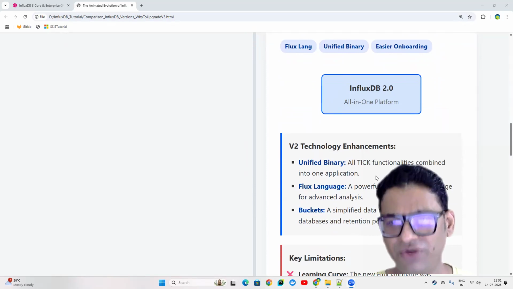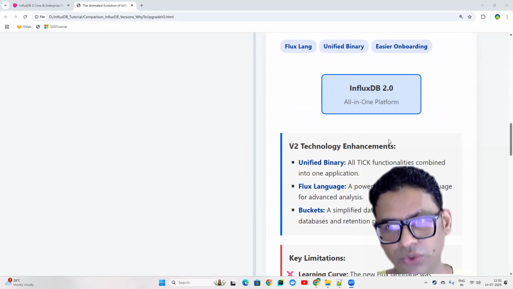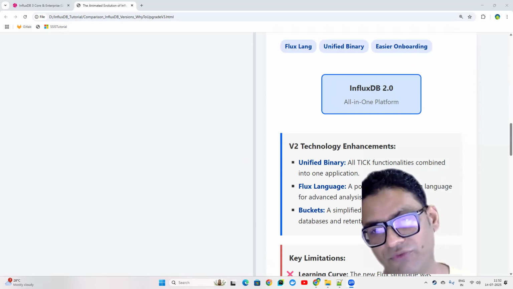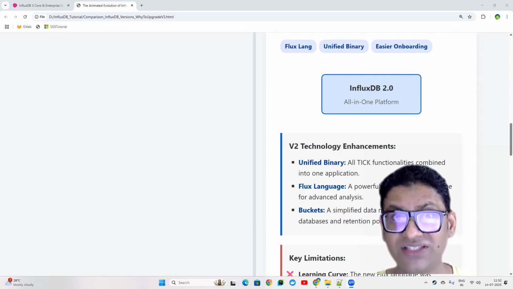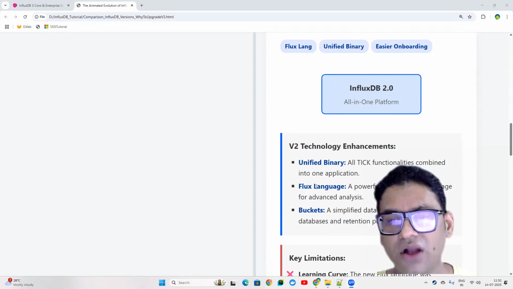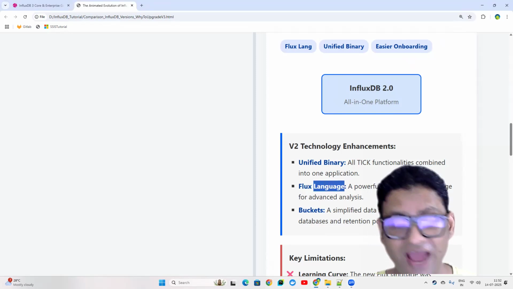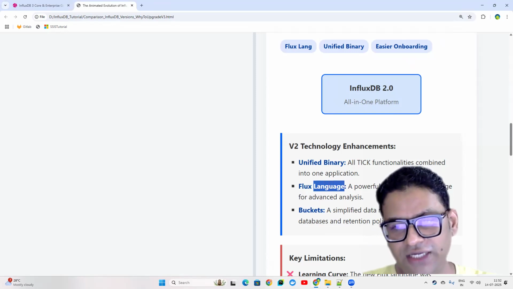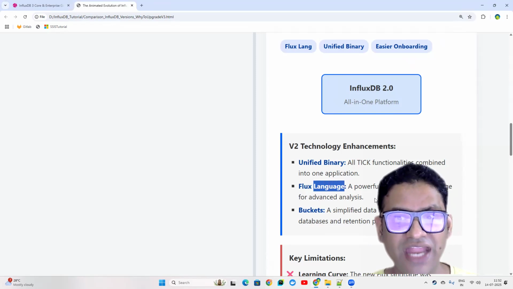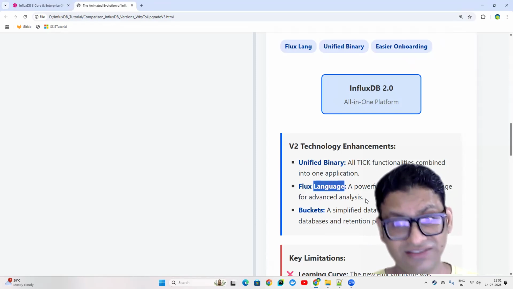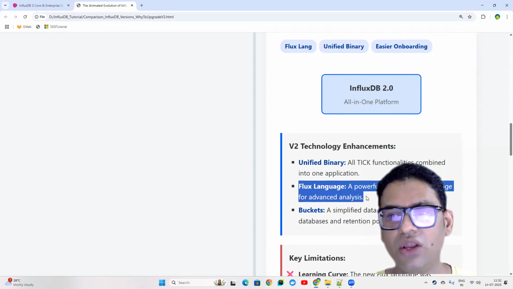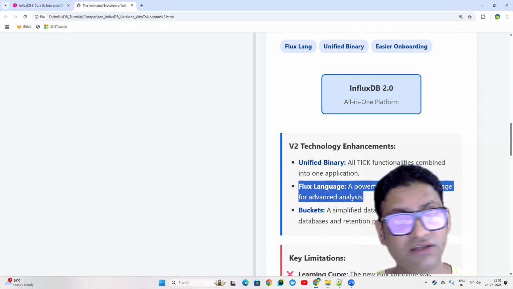So in V2, they unified the entire solution into a single binary. It was written in Go. So all TICK functionality was combined into one application, and they call it one single platform. And then it has a new language, an expression language in my opinion. They call it the Flux language, where you can write expressions to get the data from the previous function and feed it directly to the next function. It is a kind of functional programming syntax, where the Flux language was very powerful for a lot of advanced analytics related stuff which you want to do.